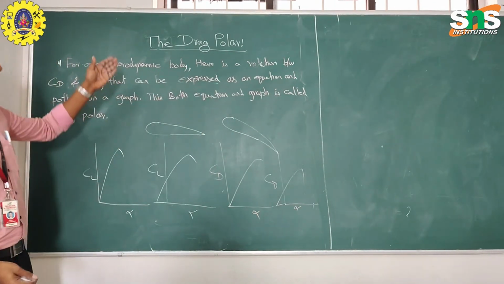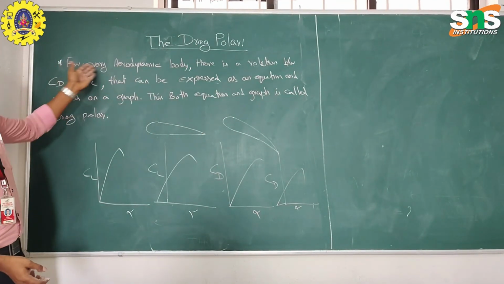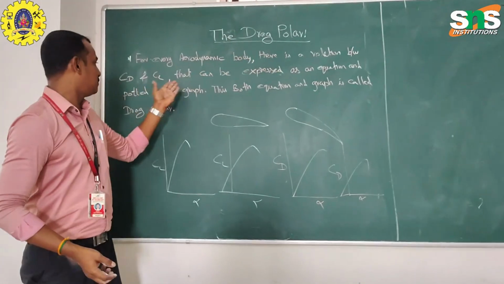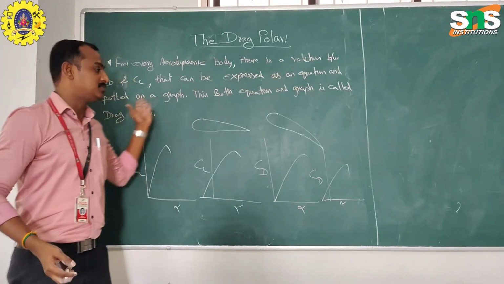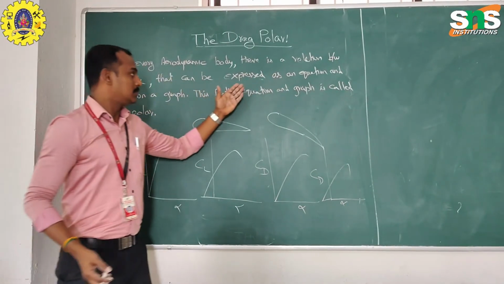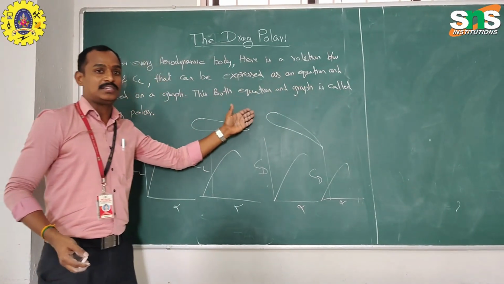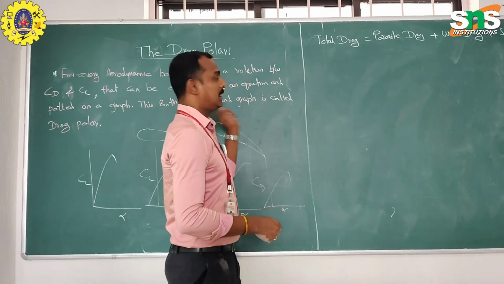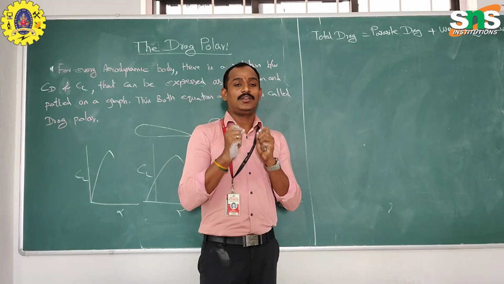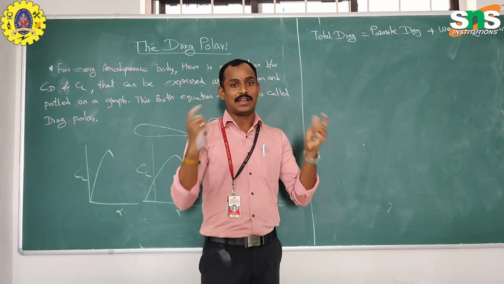So here the drag polar means that for any aerodynamic body there is a relationship between CL and CD that can be expressed in terms of an equation or in terms of a plot. Both the graph and the equation are called the drag polar. Before that, we need to understand what the various types of drag are.